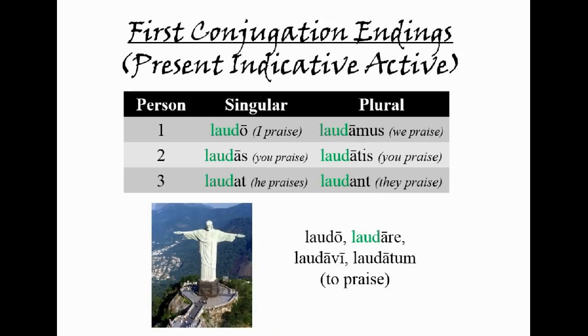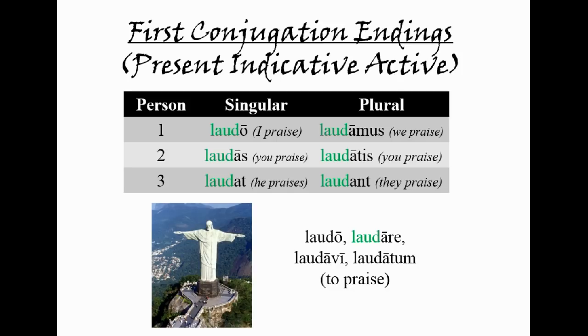We can take another verb, for example. Let's take the verb to praise. Laudo, laudare, laudavi, laudatum, to praise. We take our second principal part, laudare. We know that it's first conjugation because it ends in are, and we take the stem laud. If we take the stem and put it before each of these endings, then we get laudo, I praise, laudas, you praise, laudat, he praises, laudamus, we praise, laudatis, you praise, laudant, they praise.